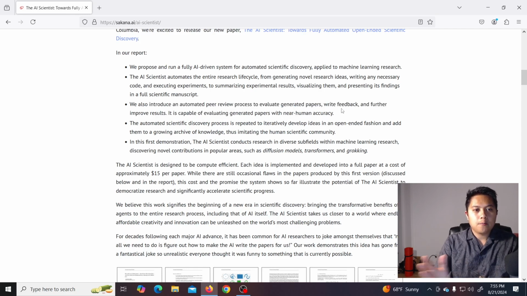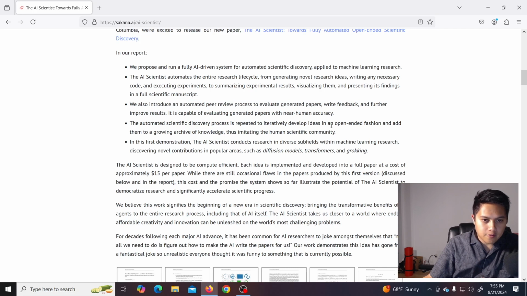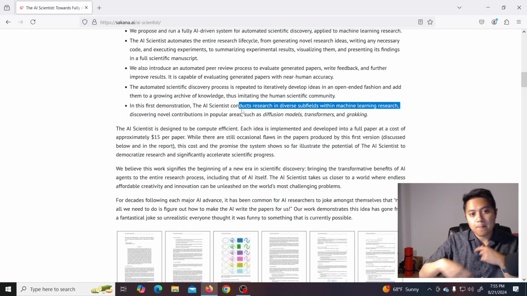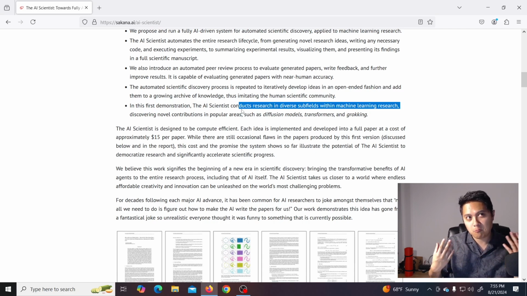So, based on all of this, saying that the AI Scientist has conducted research in diverse subfields of machine learning research and discovered novel contributions, it sounds to me that this model is coming scarily close to maybe replacing real scientists like myself one day.